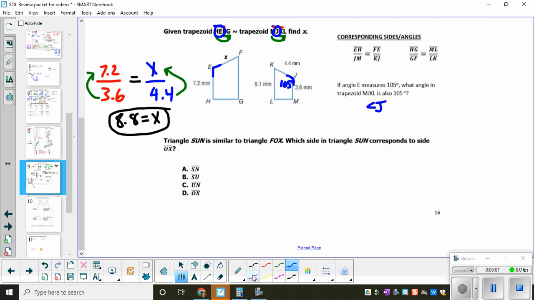Now one last example here. So triangle SUN is similar to triangle FOX, which is again the same as seeing SUN is similar to FOX. So which side in triangle SUN corresponds to side OX? So OX is the last two here. So it would be side UN right here, which is answer choice C. We don't need to see the shapes to prove that. We can just use the similarity statement to identify corresponding sides and angles.